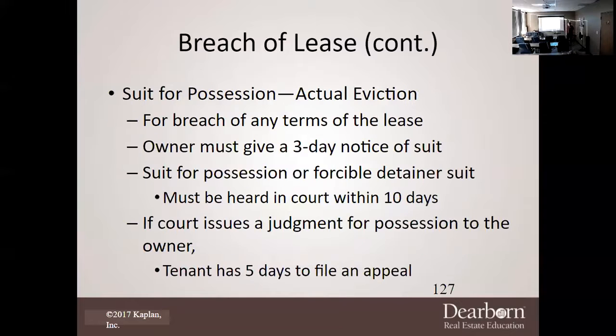Something like that. A suit for possession, which is the actual eviction. For the breach of any terms of the lease, the owner must give a 3-day notice of suit, and the suit for possession or forcible detainer suit must be filed, and it has to be heard in court within 10 days. If the court does issue a judgment for possession to the owner, then the tenant has 5 days to appeal.